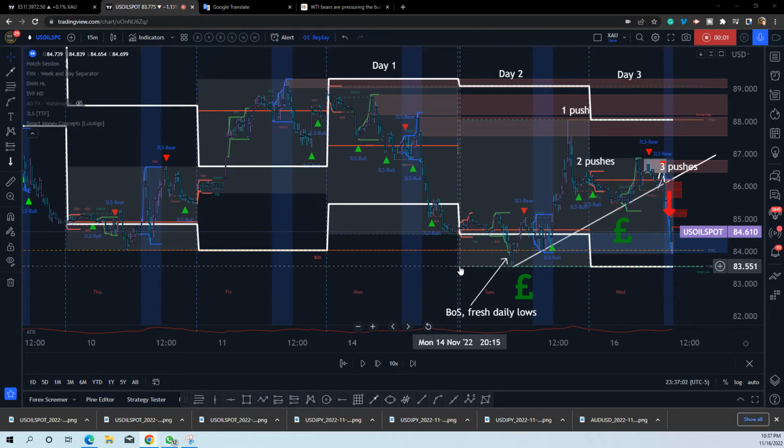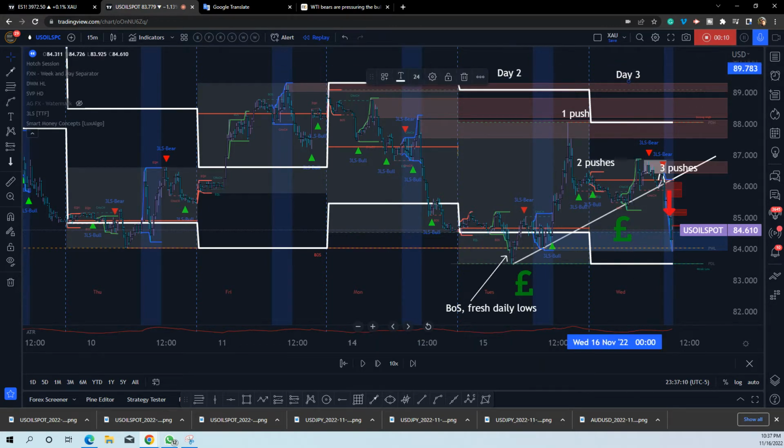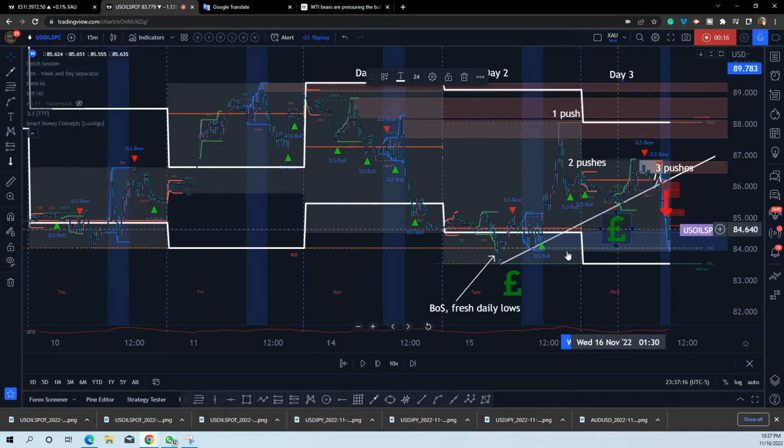Right, so day three setup video on oil. So the trade was on day three over here. What we have is day one shorts, day two shorts.